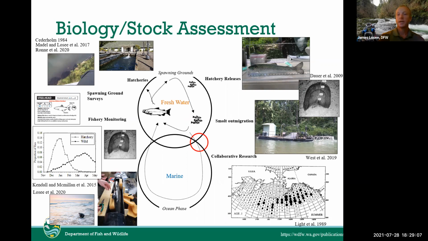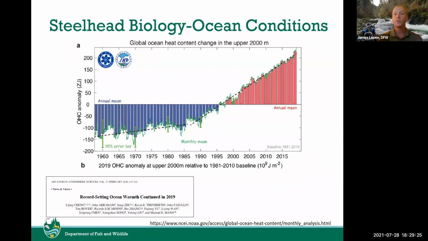So the next thing I want to talk about is this period I've circled in red, this early ocean migration period. We've heard a lot about the climate, specifically around steelhead. We know that this is important for steelhead, partly because of their behavior. They spend a lot of time in this environment. So I wanted to highlight this work that we've been tracking pretty closely. This graph came from a paper by Cheng and his co-authors. What's being demonstrated here, I'm not a physical oceanographer, but this is stuff we're watching closely.